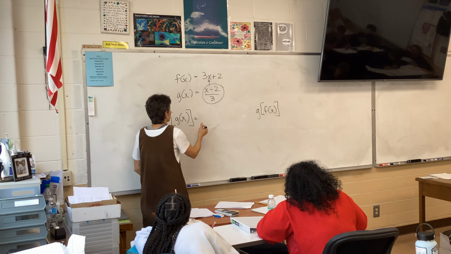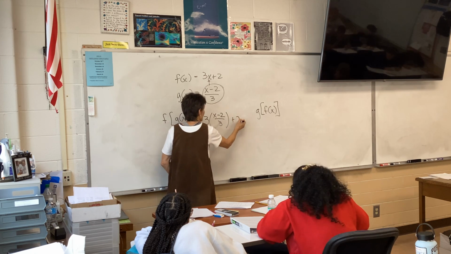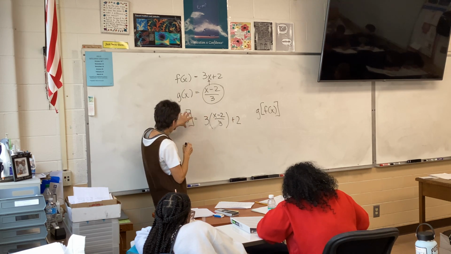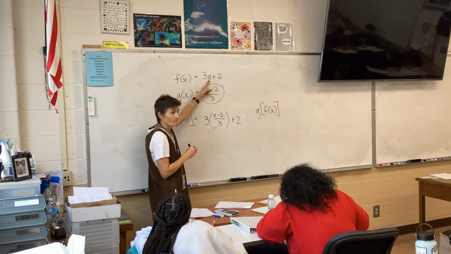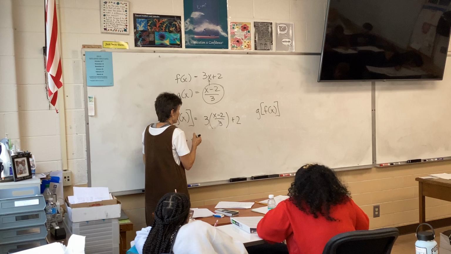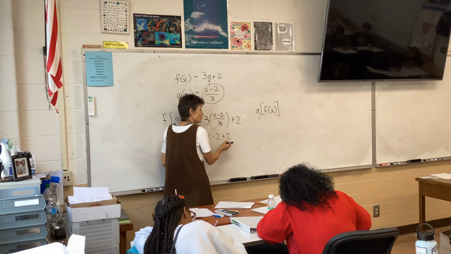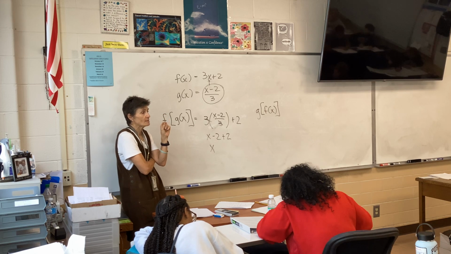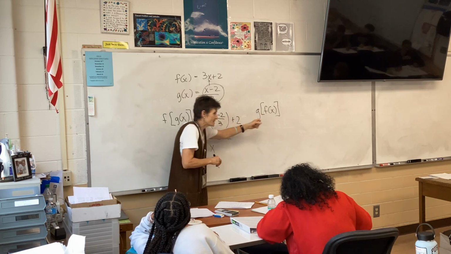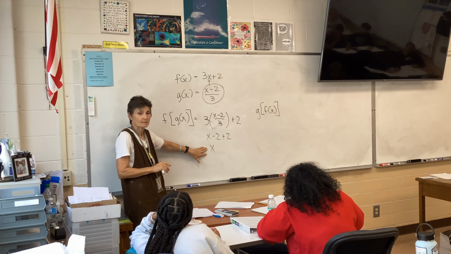So what will that look like? (3x minus 2) over 3, plus 2. G is going into f. Are you with me? Now, what happens? Let's clean this up. Don't these cancel? So we have x minus 2 plus 2, which is x. If they are inverses, then both of these compositions, everything has to cancel out and leave you with just x.